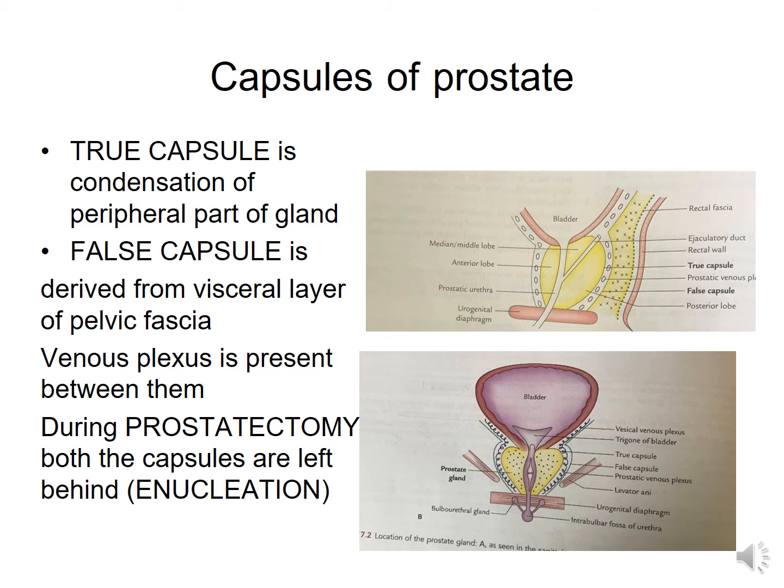A very important feature is the presence of a venous plexus in between these two capsules, as we can see in these diagrams. And we have to remember that when we remove the prostate, the process is known as prostatectomy. Both the capsules are left behind, and it is called enucleation of the gland, and it has to be compared with the thyroidectomy, in which the plane of cleavage passes between the false and the true capsule, because the venous plexus is lying below the true capsule. So these are the capsules of the prostate, which are comparable to the capsules of the thyroid gland.